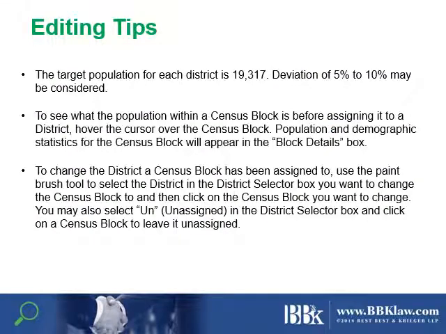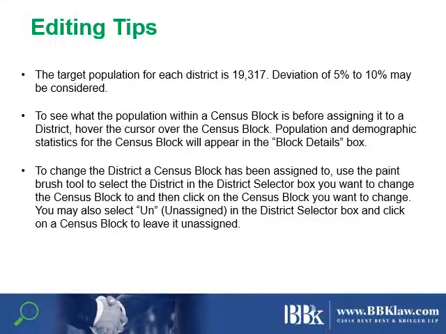Here are some editing tips for you. The target population for each district is approximately 19,317. This is 1/5 of the total population of the district because there are 5 divisions within Desert Water Agency. A deviation of 5 to 10% off of that target number may be considered.